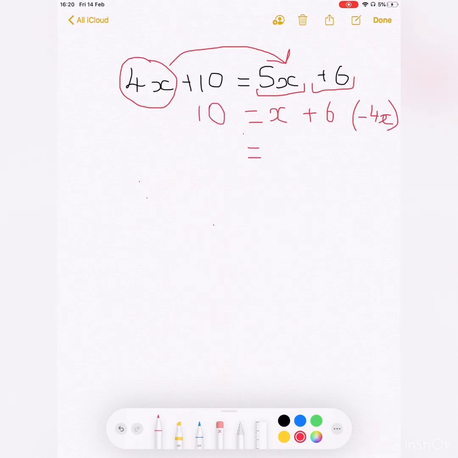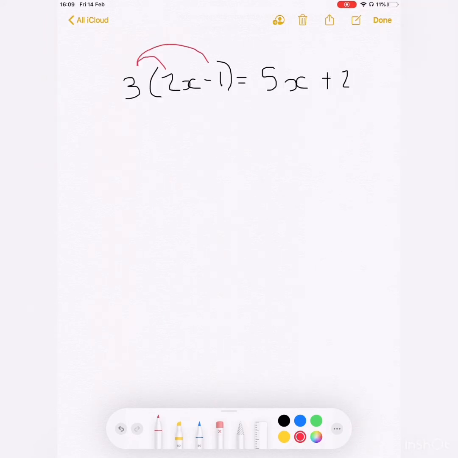So our last step is to move this plus 6 onto the other side. Remember, when we move it across, we do the opposite of this sign. So we're going to opposite that sign, so it's a minus. 10 minus 6 is 4, and all that's left is x.